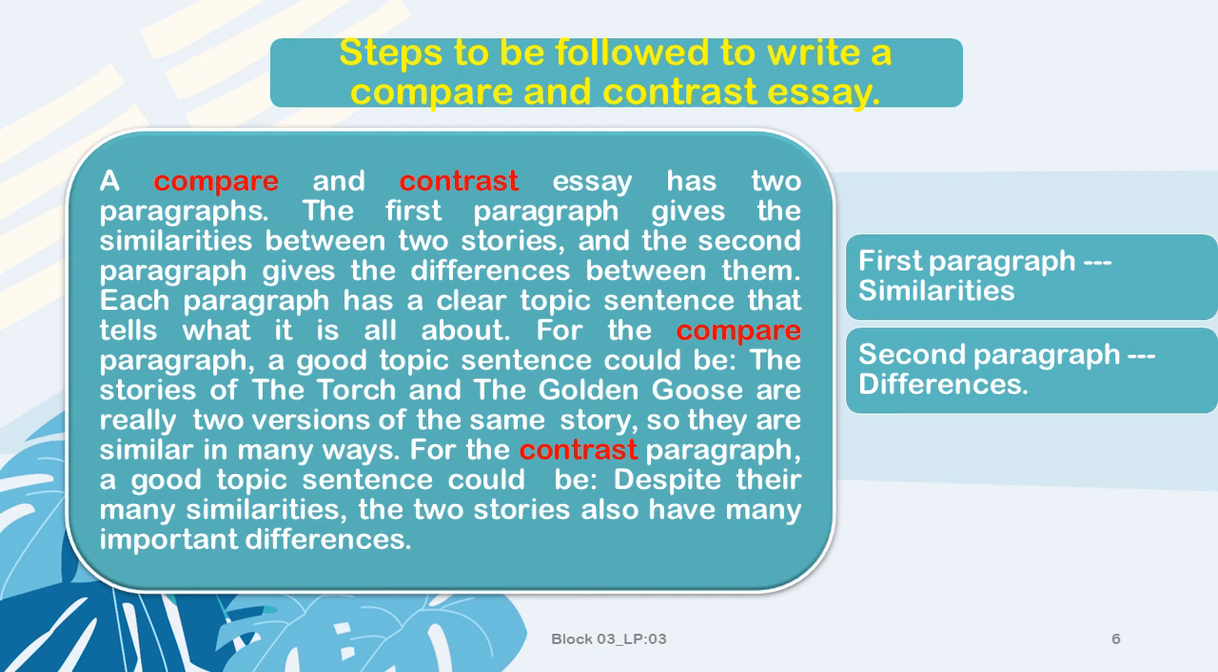Each paragraph should have a clear topic sentence that tells what it is all about. For the compare paragraph, a good topic sentence could be: the stories of the torch and the golden goose are really two versions of the same story. So they are similar in many ways. For the contrast paragraph, a good topic sentence could be: despite their many similarities, the two stories also have many important differences.